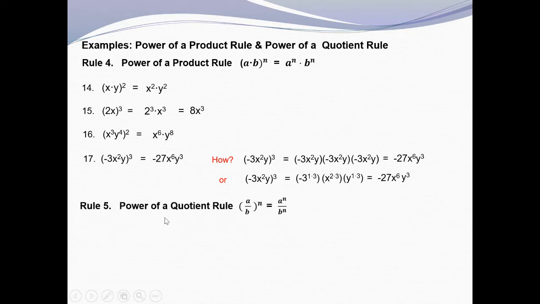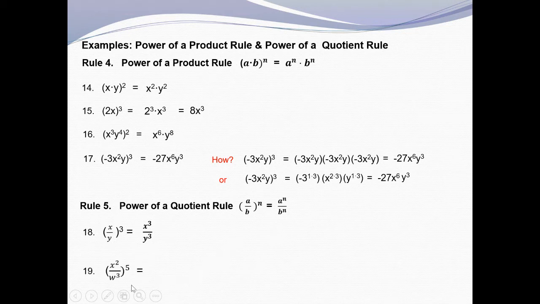Okay. Now this is called the power of a quotient rule. If you have parentheses, a divided by b, to the nth power, it is equal to a to the nth divided by b to the nth. That's rule number 5. This is number 18. So x divided by y, cubed, is equal to x cubed divided by y cubed, by applying the rule.